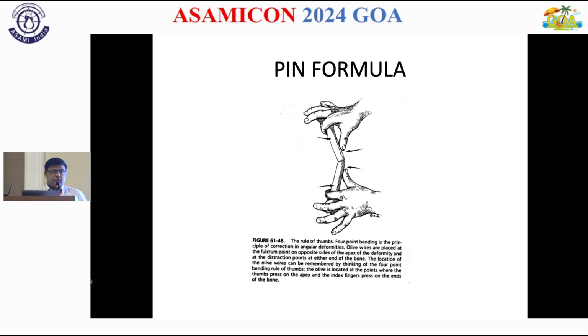So coming to rule of thumb in deformity corrections, if we hold a deformity with the thumbs on the convex side and index fingers on the concave side, it will correct properly. So in these four positions, at least we have to maintain olive wires or Schanz pins so that the deformity is held well.